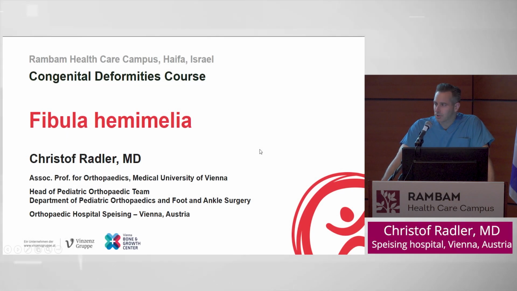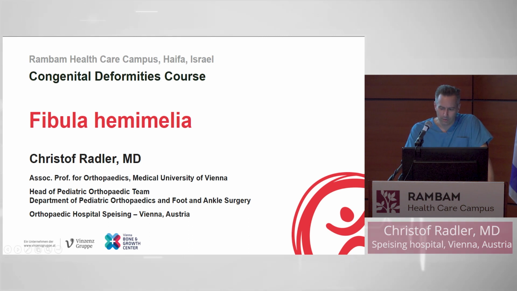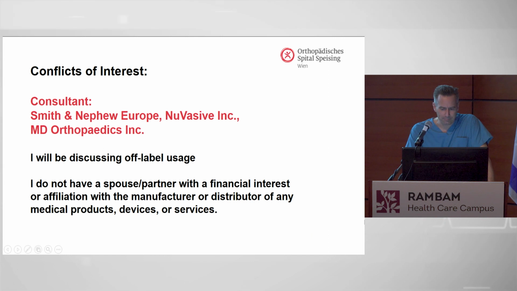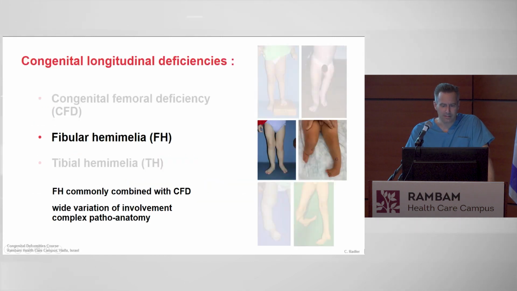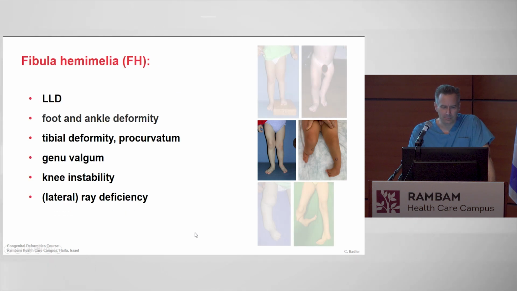So let's come to the next topic, which is fibular hemimelia, and you already heard a little bit about it. So let's start this. Fibular hemimelia is the second of the big three. As I said before, it's very commonly combined with CFD, and again we have a very wide involvement and complex anatomy. We always see a leg length discrepancy, of course.